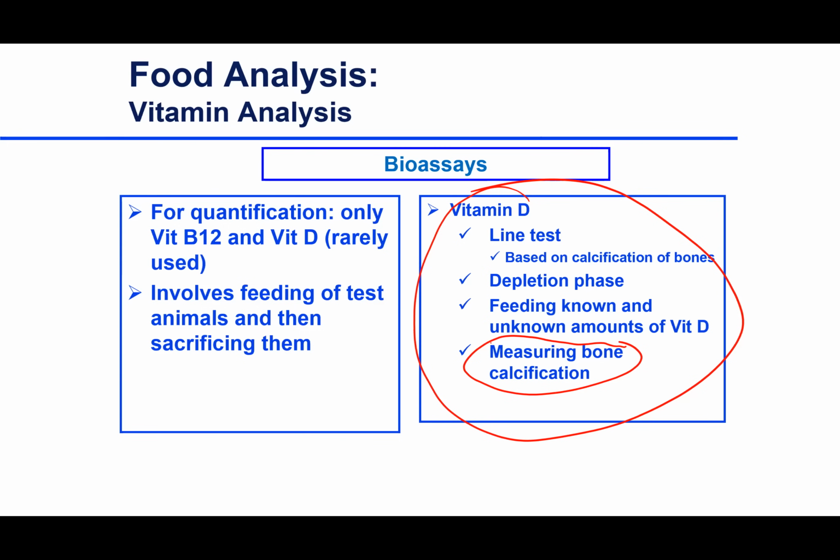And that line was measured, but you had to kill the rat. You literally had to take out the bones. You had to cut it and look under a microscope. That's not easy to do, and it's not that specific, as you can imagine. And so we don't do this anymore. But that's what it was.